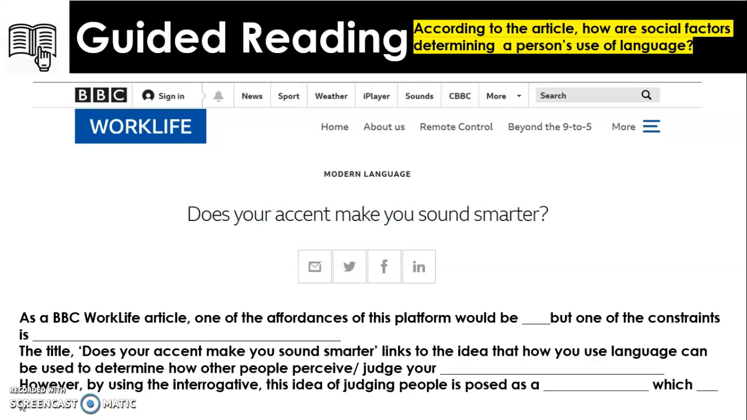So remember up there in yellow, according to the article, how are social factors determining a person's use of language? So now our link becomes the title, does your accent make you sound smarter, links to the idea that how you use language can affect how people see you. How you use language can make you seem more intelligent. Links to the idea that you can use language to create a particular social persona, that you can present yourself in a particular way. Okay, so it can be used to determine how other people perceive or judge your intelligence. Brilliant.